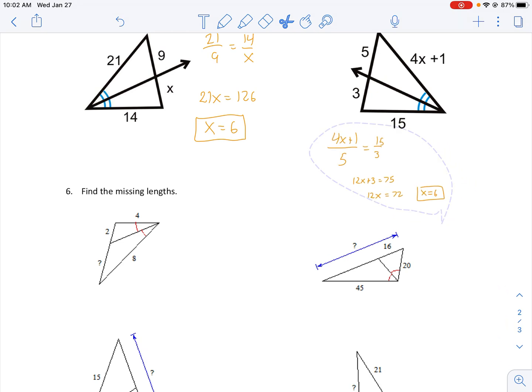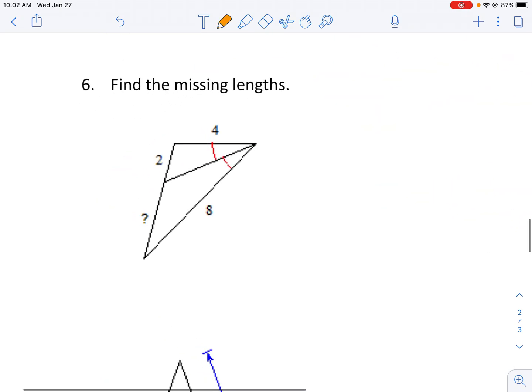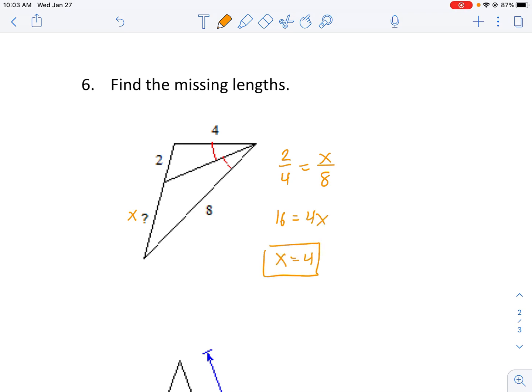Let's move that up here a little bit. All right, more of the same. We got 4 more problems here. Find the missing lengths. So question mark, which again, I'm just going to call that x. And so we can say 2 over 4 equals x over 8 because these two angles are congruent, so that's a bisector. And you can get 16 equals 4x, divide by 4, and you get x equals 4.